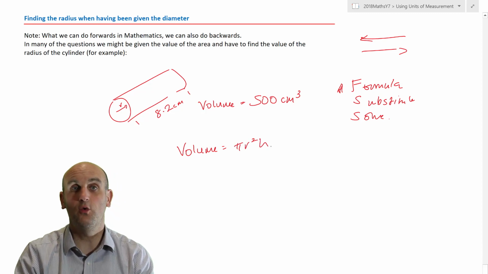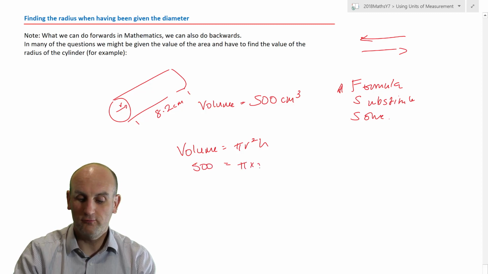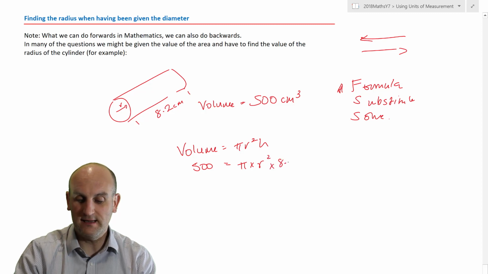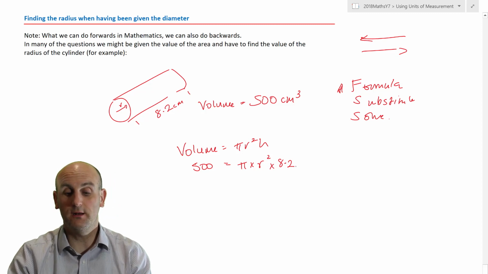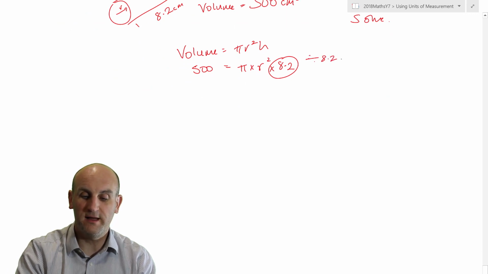Now substitute all the values they've given you. Volume I know is 500. Pi I know my calculator knows. Radius I don't know, so I'm trying to find it. And I know my height is 8.2. So now I'm going to divide each side, because I've got a times by 8.2. I'm going to divide each side by 8.2. So 500 divided by 8.2 is equal to pi times radius squared.